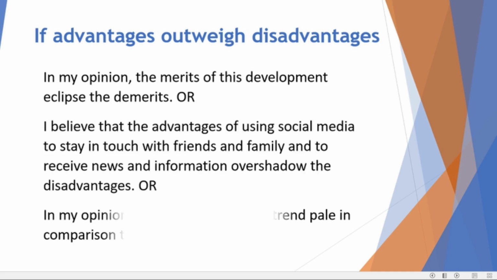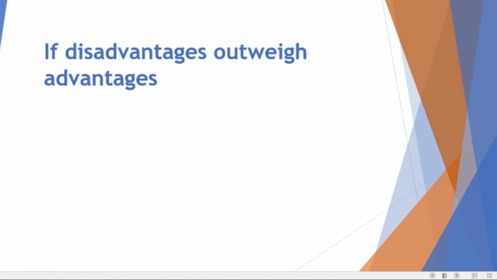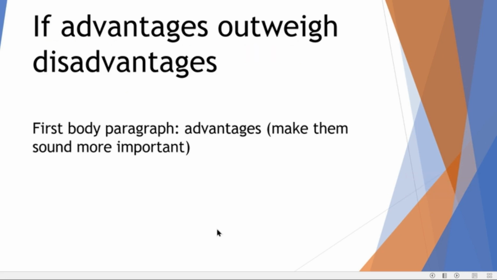In my opinion, the merits of this development eclipse the demerits. Or you can write, I believe that the advantages of using social media to stay in touch with friends and family and to receive news and information overshadow the disadvantages. Or you can write, in my opinion, the downsides of this trend pale in comparison to the merits or upsides. Now, if you think disadvantages outweigh advantages, then you can write, in my opinion, the demerits of this development eclipse or overshadow the merits.